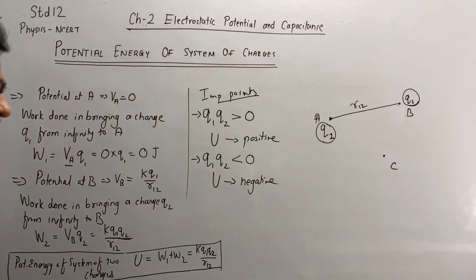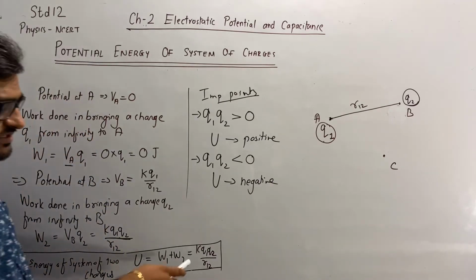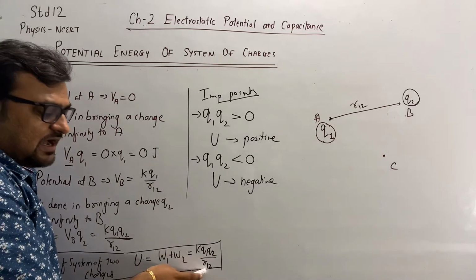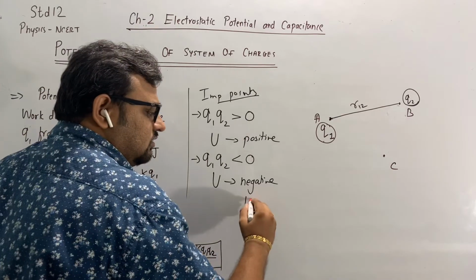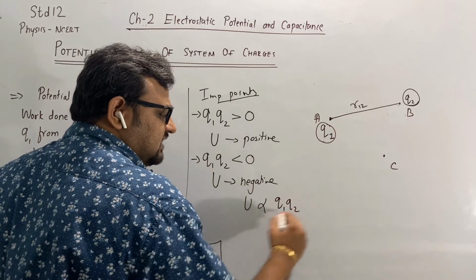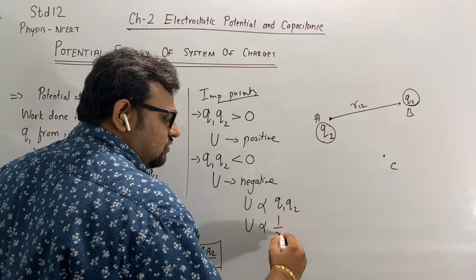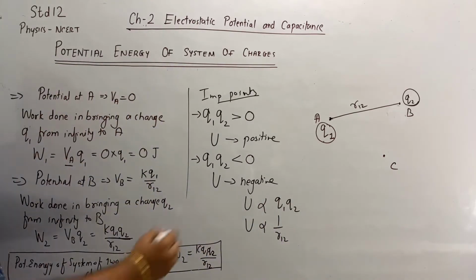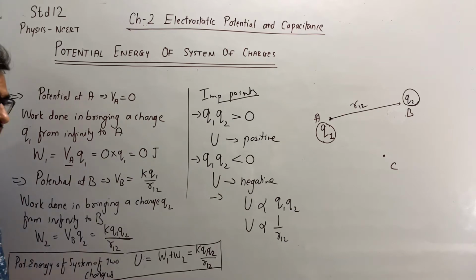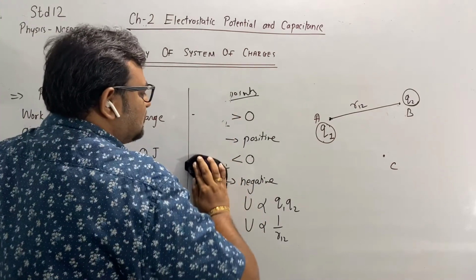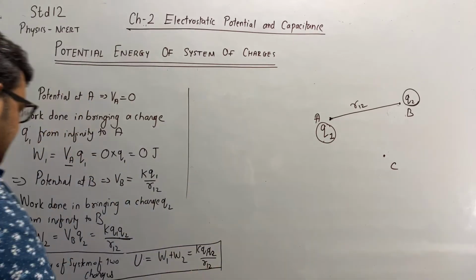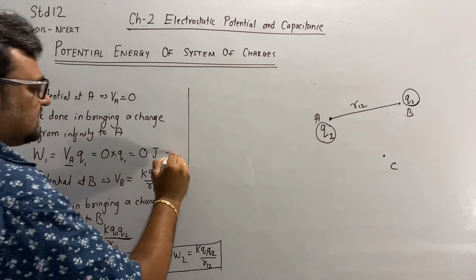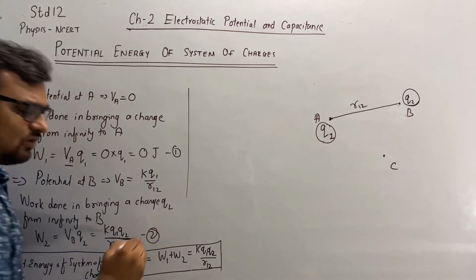Okay, so now let's see the third charge. Also one more thing, you can see here it's K Q1 Q2 by R12, which means the potential energy is directly proportional to the product of the charges and inversely proportional to the distance between them. This is also an important point, so note it down. Now let's move on. Suppose the question is asked for the potential energy of a system of three charges. Let's name these one and two.